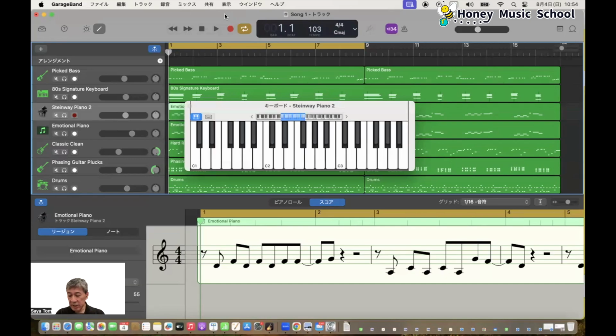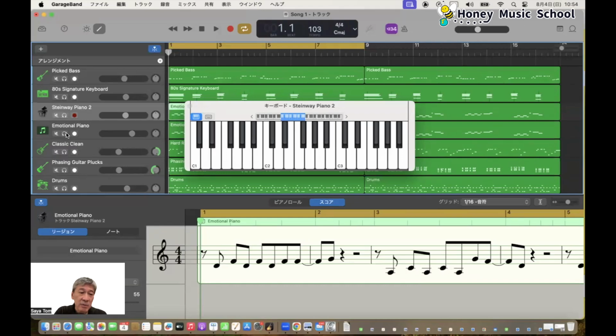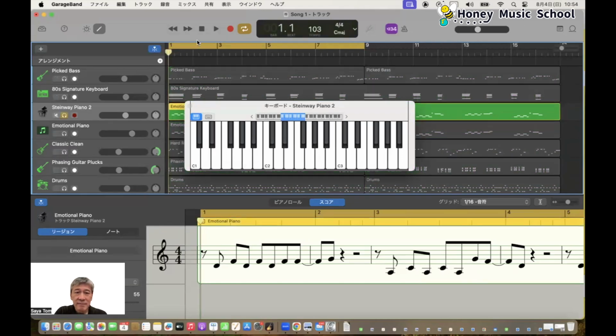So the first element I said was melody. So let's listen to the melody and think about what the characteristics are. Here we go.